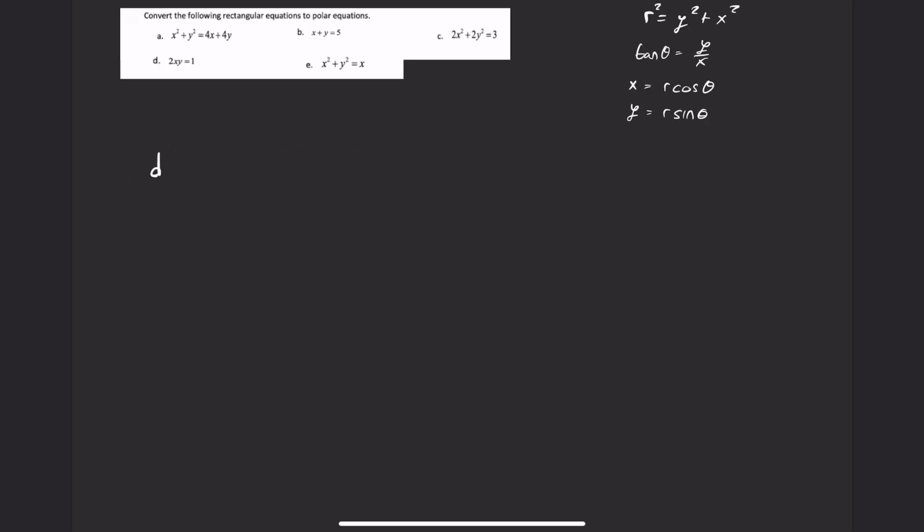Okay, for our last example, D, we have 2xy equals 1. So here, let's try to get x and y by themselves first. So we divide by 2, and we'll have x times y equals 1/2.